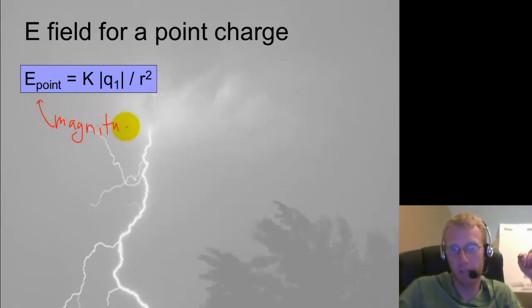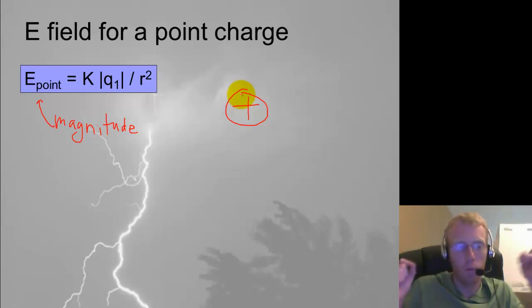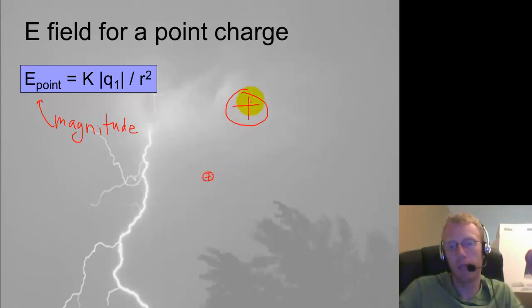So this formula, in fact, I think all the formulas in this chapter, just give you magnitude, and then you need to figure out the direction using common sense. So if you have a positive charge, the direction of the E field tells you which way the force would be on a positive charge. So if I put a little positive charge right here, which way would the force be? It would be radially away because it's repelling, so it's this way.